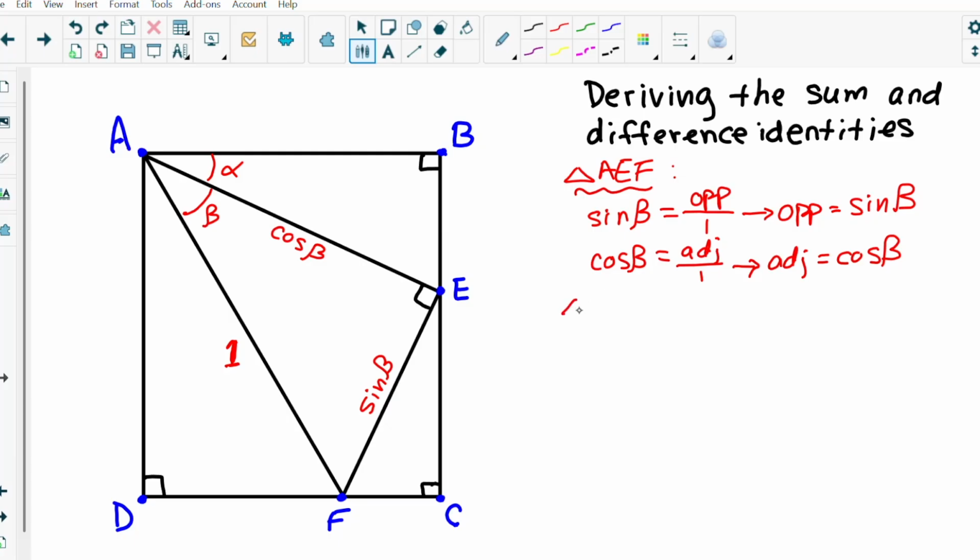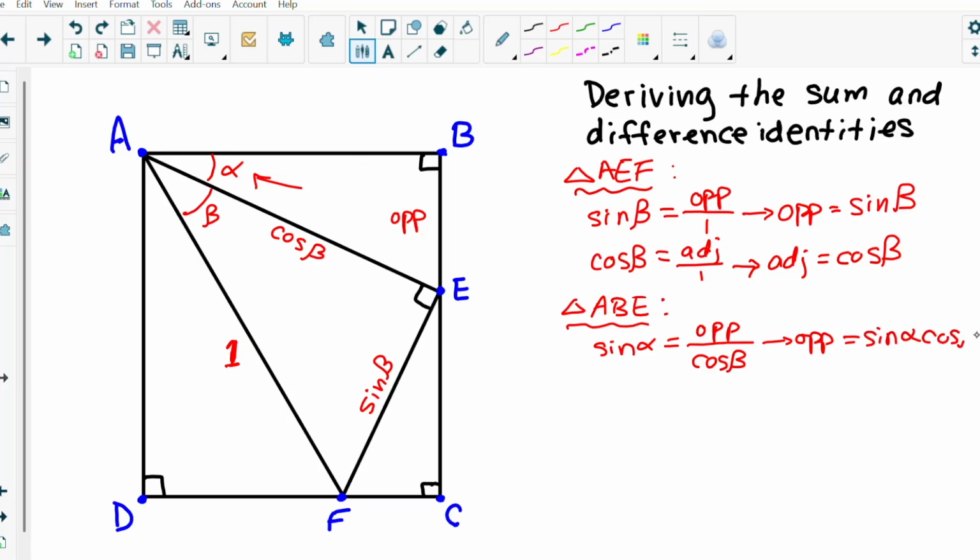Let's look at triangle ABE this time. And let's do the same thing except with angle alpha. So I'll do the sine of alpha, and I'm looking for the opposite side. So the sine of alpha equals opposite over the hypotenuse. In triangle ABE, the hypotenuse is cosine of beta. So my opposite side equals sine of alpha cosine of beta. Okay, so let me update that. Sine of alpha times cosine of beta.